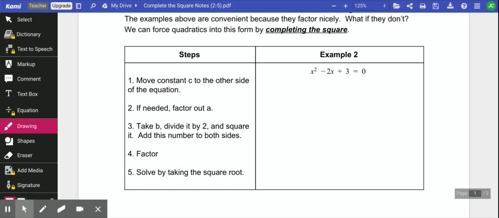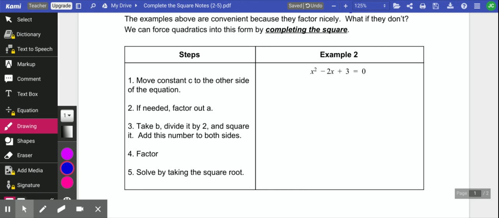All right, so we're going to check out this quadratic. It is not one that factors nicely. It is not set up where we can use square roots. So we're going to try this method called completing the square. Here are the steps for it, and I'll just walk you through step by step.